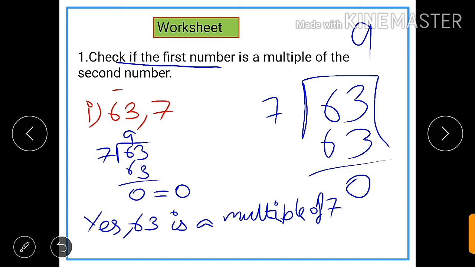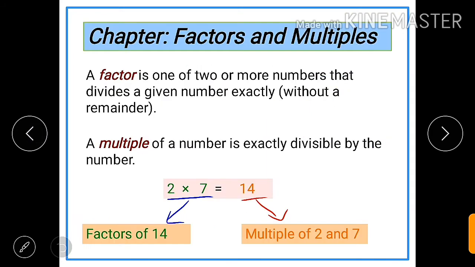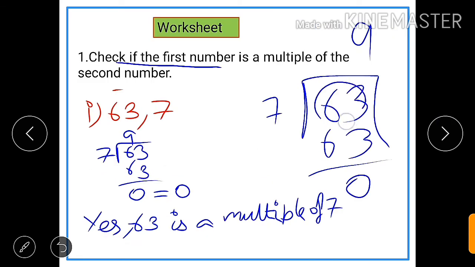So it is a multiple of 7, because we have learned in the previous definition that a multiple of a number is exactly divisible by the number. So here the multiple is 63, which is exactly divisible by 7. Therefore 63 is a multiple of 7. So we will write yes, 63 is a multiple of 7.